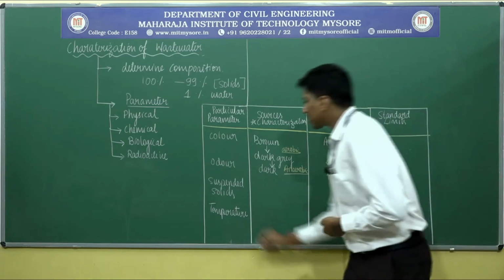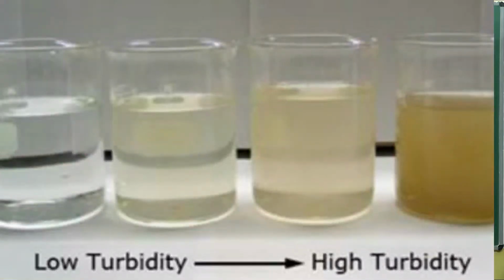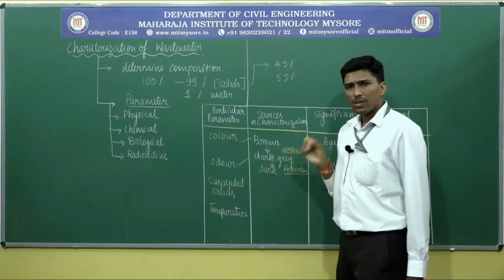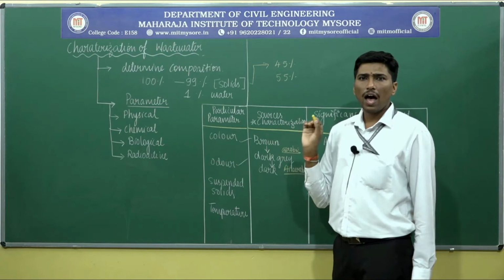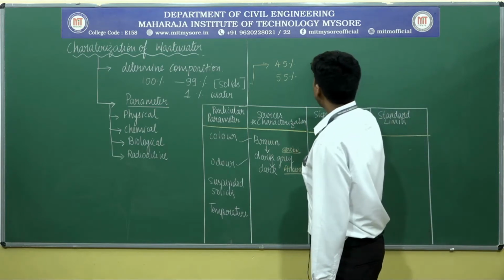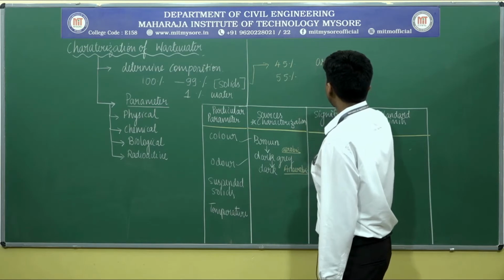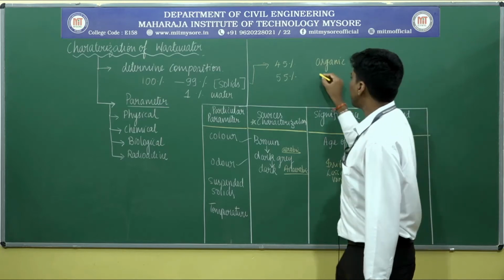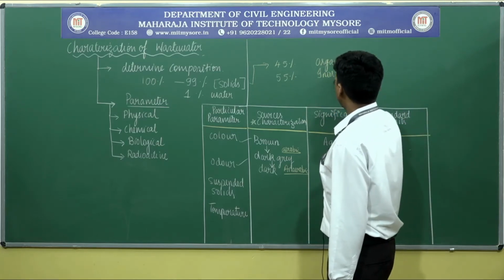Next, let us come to the suspended solids, or the term solids itself. What is the term solids? As I have mentioned here, solids are categorized on different bases. Normally 45% as well as the 55%. 45% is in accordance with the organic solids, and 55% is mainly related to the inorganic solids.